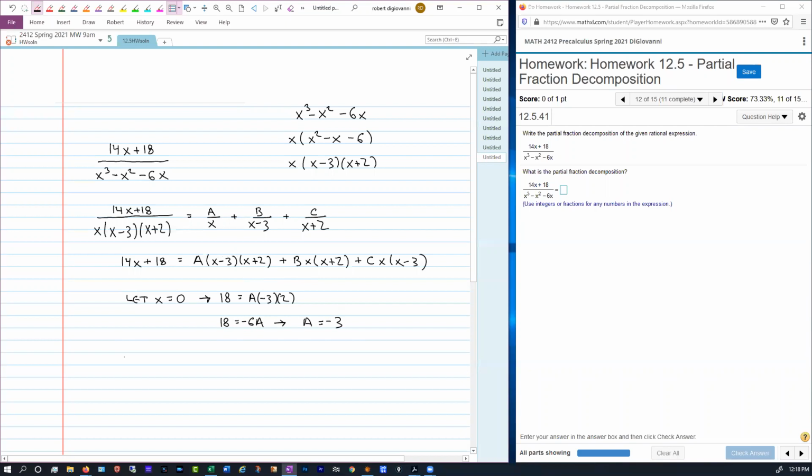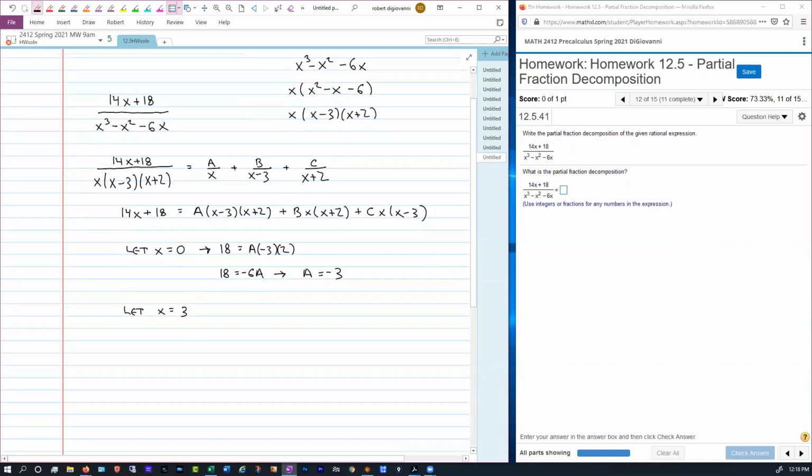Now let's get b. So if we get b, we have to let x be 3. That will kill off this one and this one. So if x is 3, we plug 3 in there, that's 42 plus 18, 60. So we get 60 on the left equals, the first one's gone, second one is not, we have b, we have 3, and then 3 plus 2, and the c part's gone because we let x be 3. So this should just be 60 equals 5 times 3, that's 15b, divide both sides by 15, b is 4.